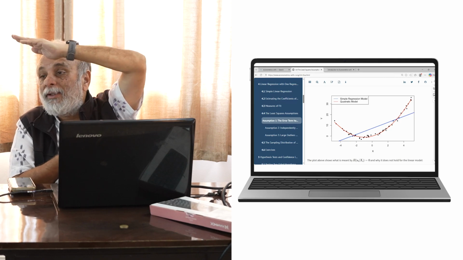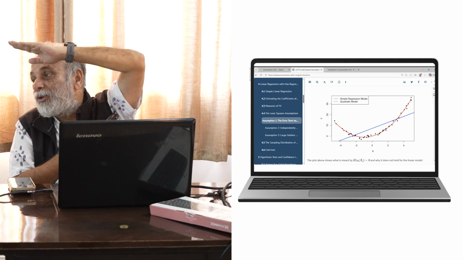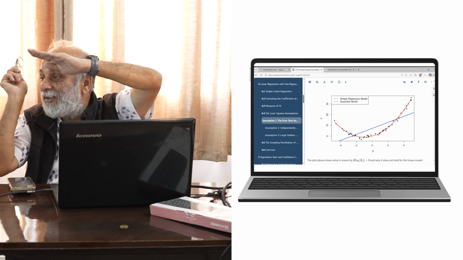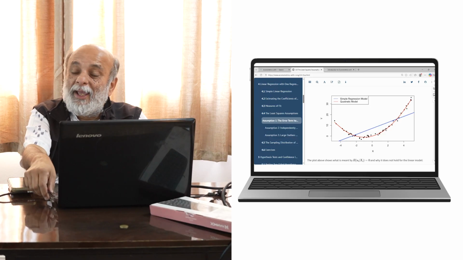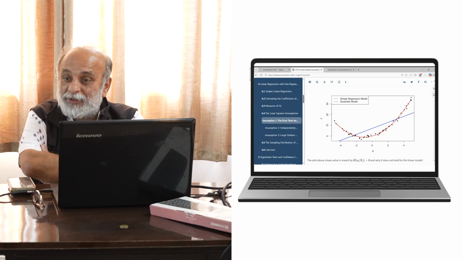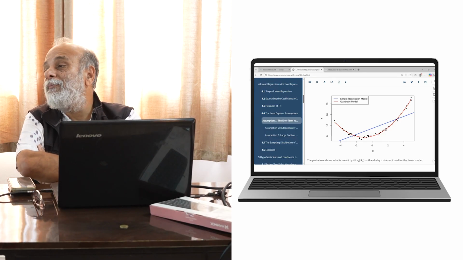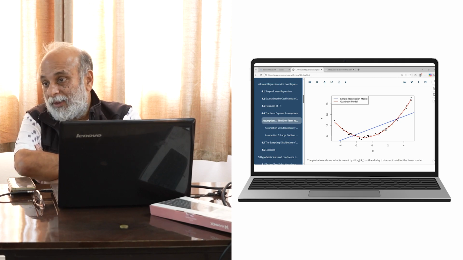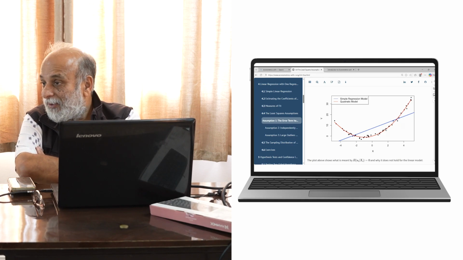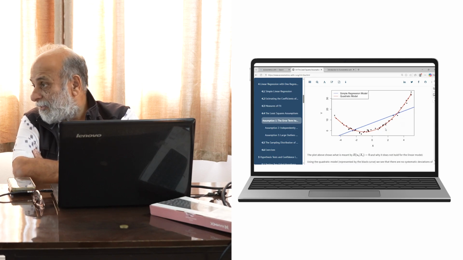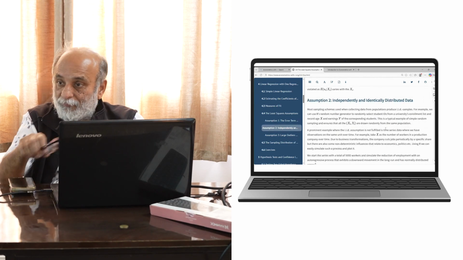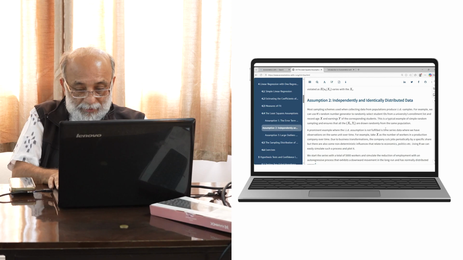Because the blue line really is a mistake. The actual relationship is curvilinear. We are trying to put it in a straight line. So the expected value of errors is not 0. That's because we have misspecified the functional form. So it's very important to get the functional form right in the first place.